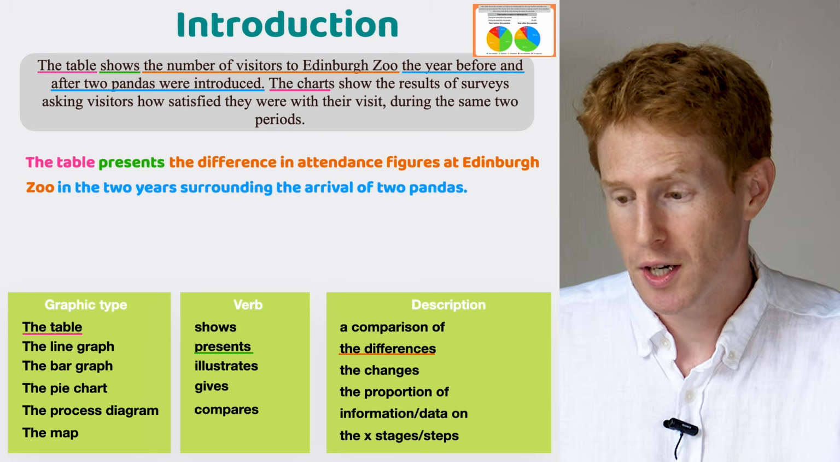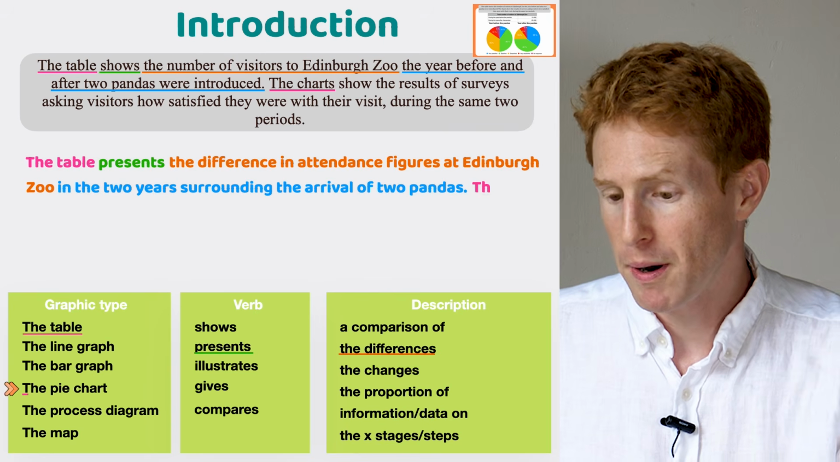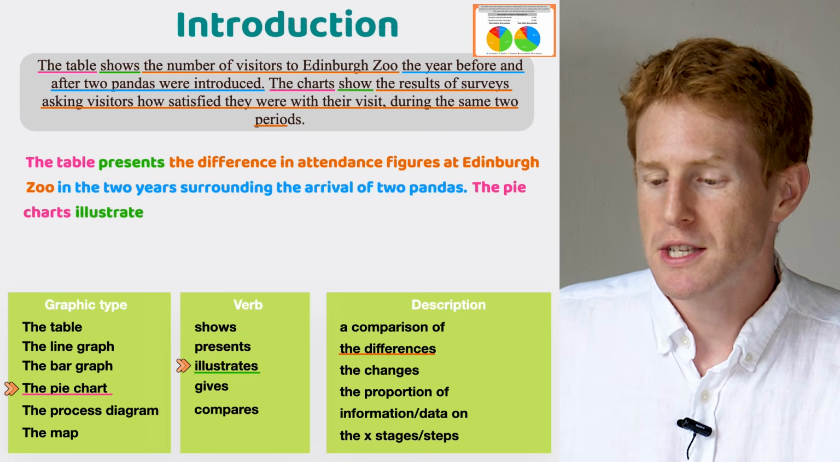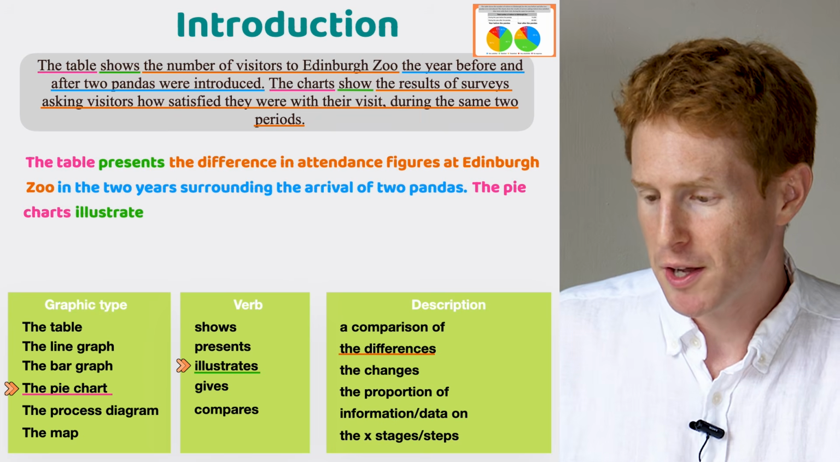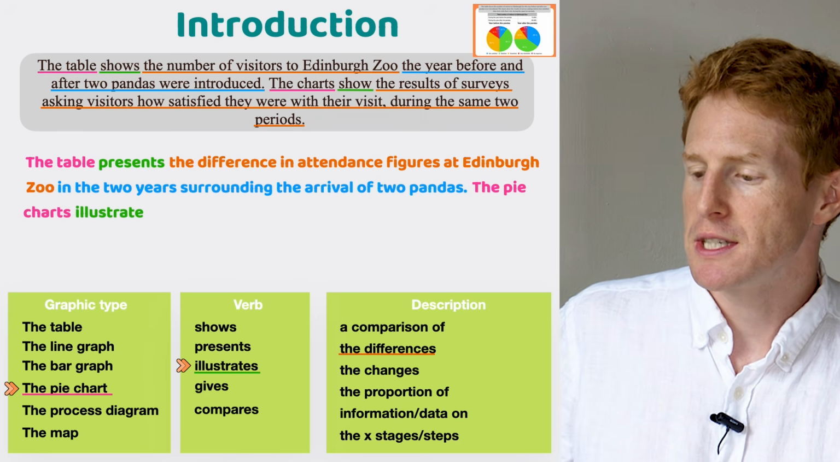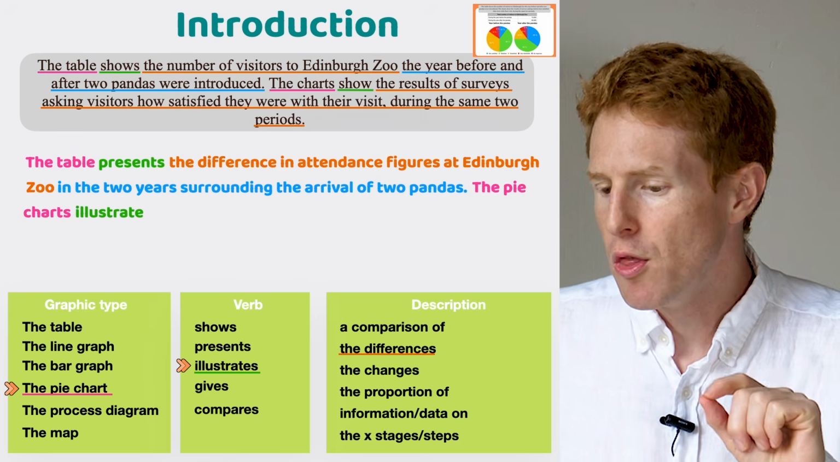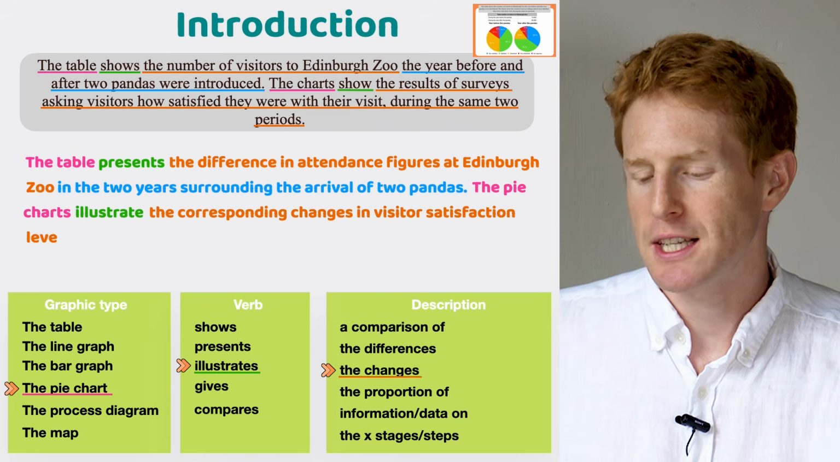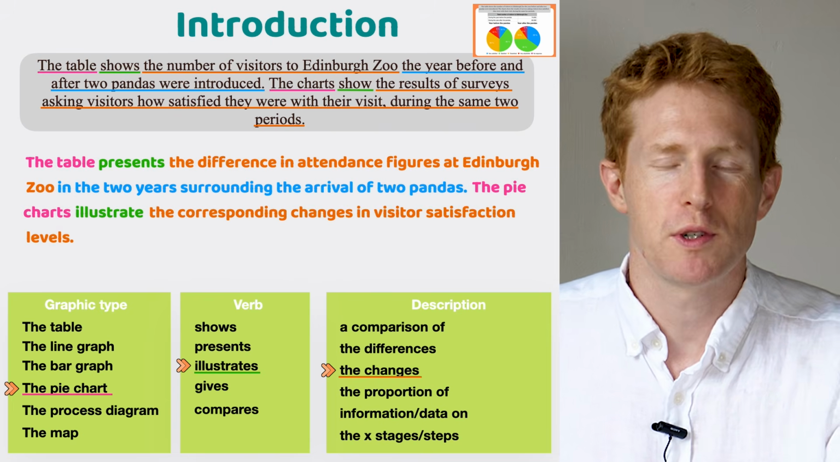And now we're going to talk about the pie chart. The charts, let's change that. The pie charts show, illustrate, the results of surveys asking visitors how satisfied they were with their visit during the same two periods. The corresponding changes in visitor satisfaction levels. Wonderful. A quick and high scoring introduction for Academic Task 1.